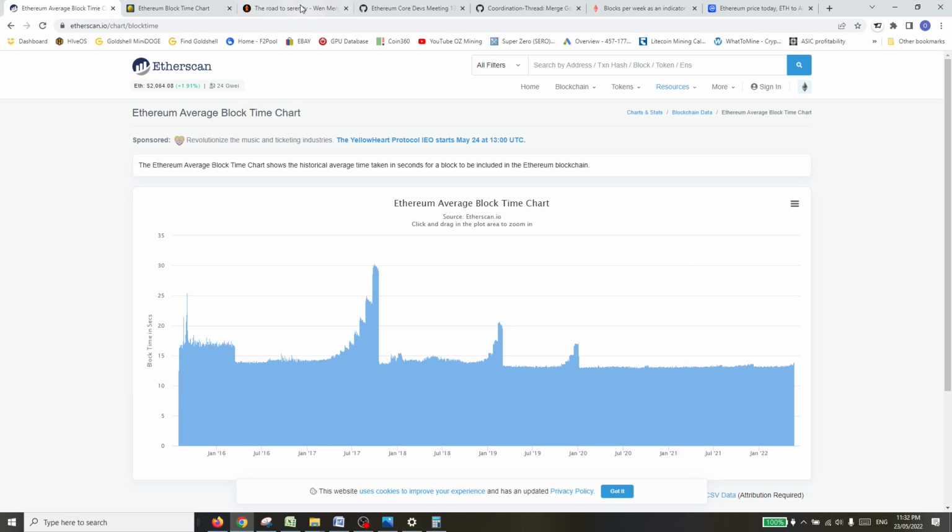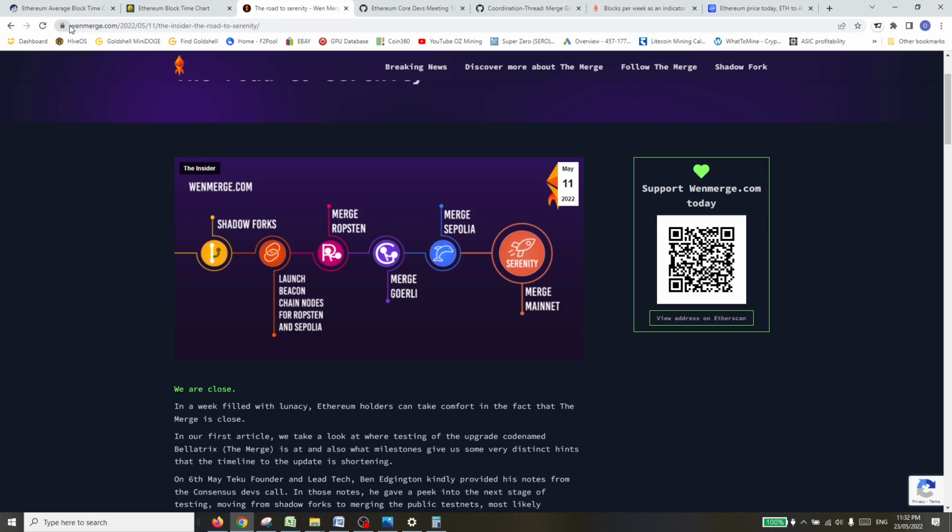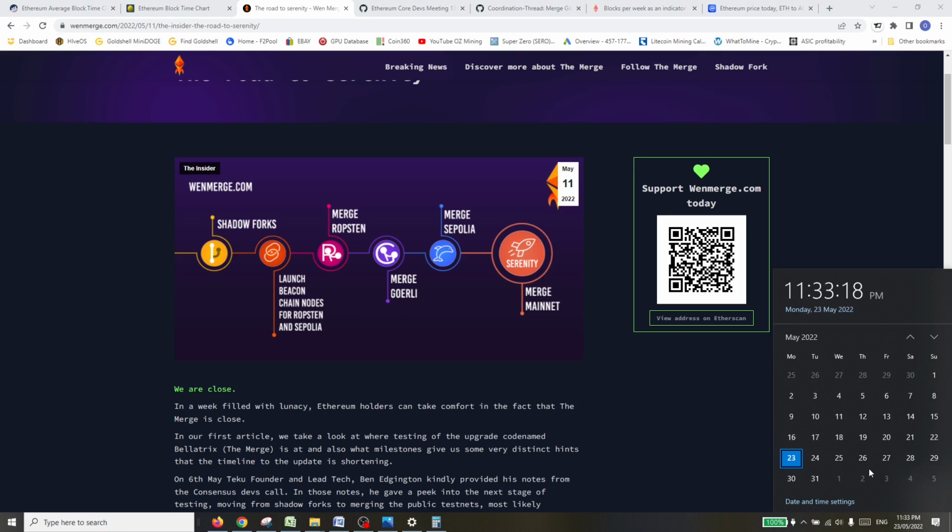Let's just take a step back a minute and look. I'll put a link down below called When Merge. Obviously, we're all wondering when the merge is going to be, so very aptly titled. And you'll see from some of my previous videos, they've been doing lots of shadow forks and testing. I talked about in my last video that the Ropsten testnet is being merged soon, and that is scheduled for the 8th of June. So let's look at the calendar here.